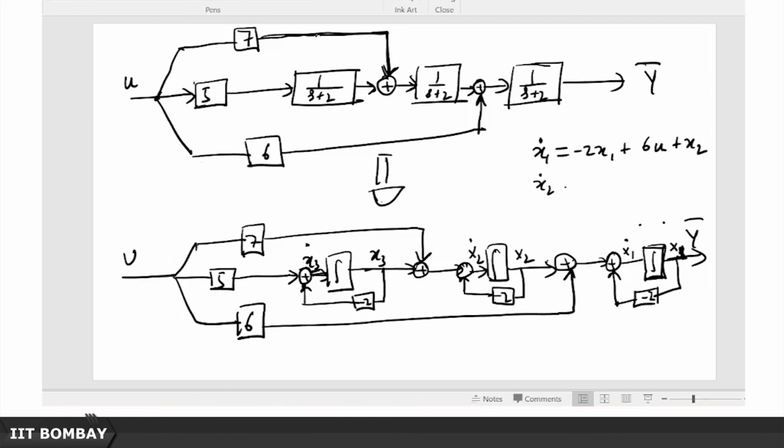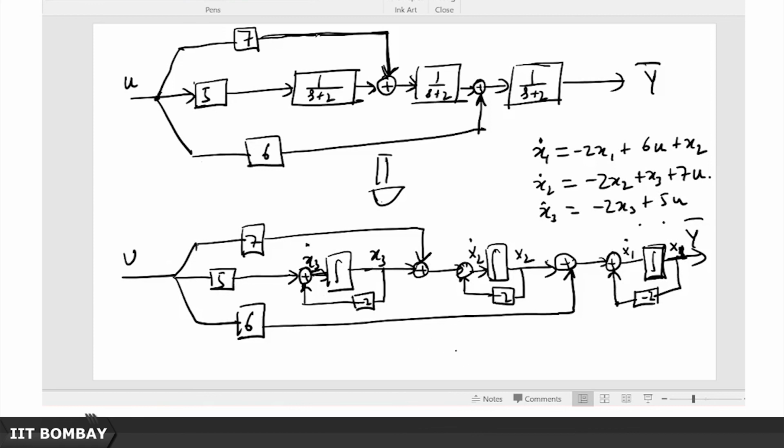x2 dot is equal to -2x2, and this channel, what is coming through this channel, x3 plus 7u, and x3 dot, which is just this channel, nothing is coming in from the others except that 5u. So we have -2x3 plus 5u.